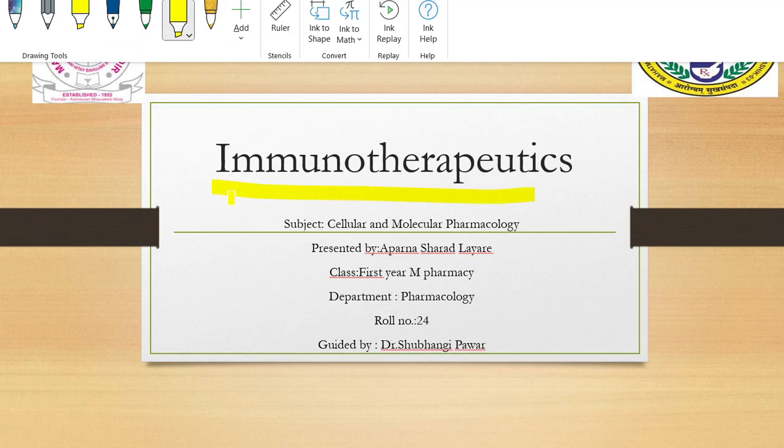Hello everyone. So today we are going to discuss immunotherapeutics. In this seminar, I will cover the concept of immunity, types of immunotherapeutics, then active and passive immunotherapy, then immune checkpoint inhibitors, adaptive cell therapy, and their application in modern medicine.